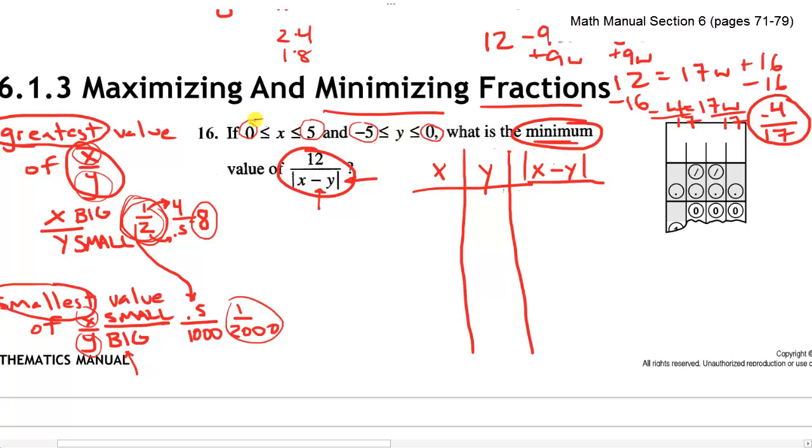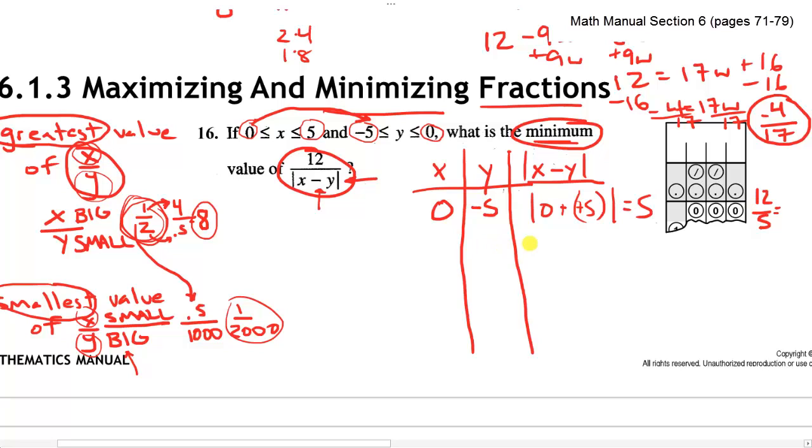So I'm going to take first this 0 and this -5. So that's going to be the absolute value of 0 minus -5, which is 0 plus 5, which is 5. So there I've gotten a denominator of 5, but remember, I don't know if 12 over 5 is going to be the minimum value. So I need to keep going and figure out if I can get any smaller value.